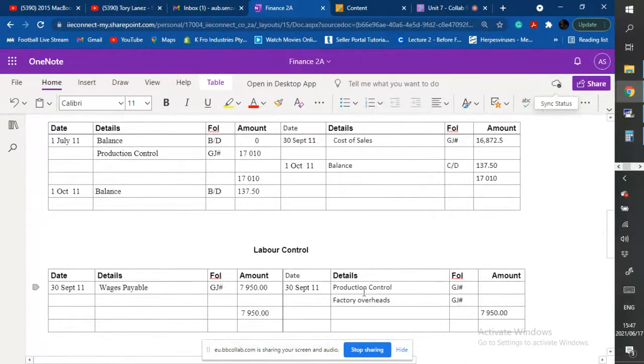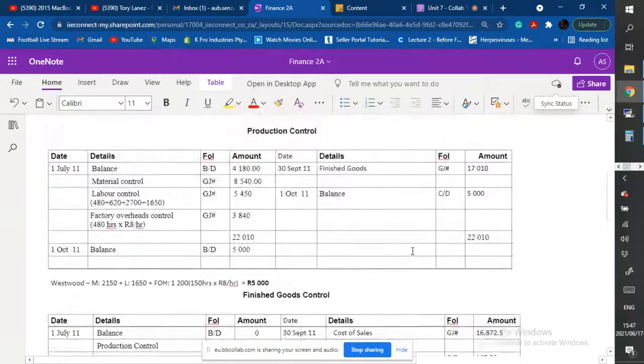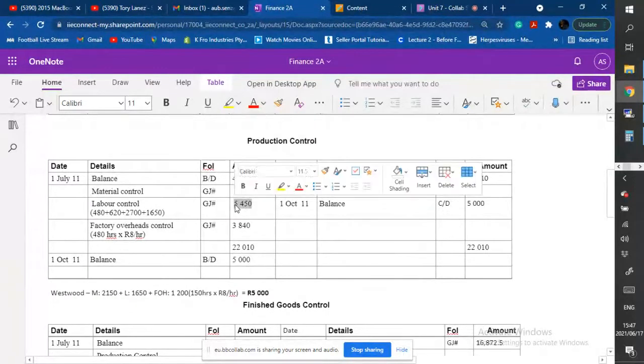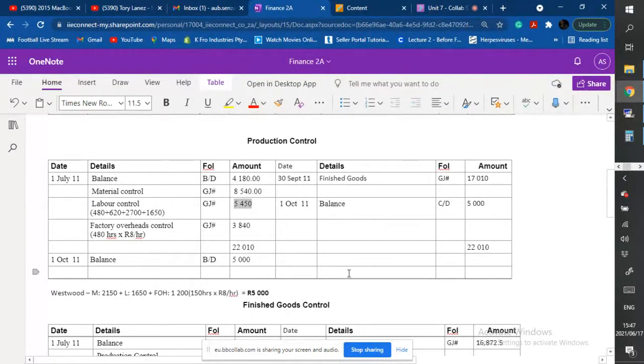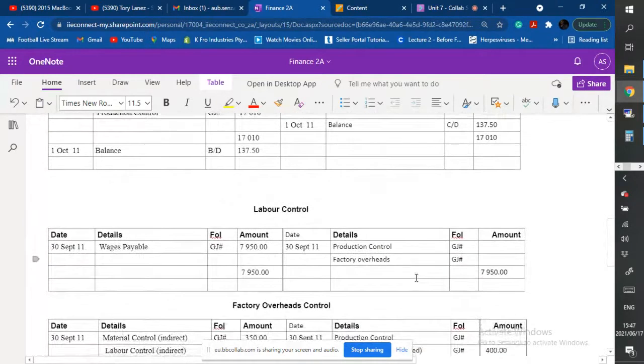So labor control. Here you can see this is obviously production control. So we know we completed this. Let's quickly go to production control for labor. We can just copy this. Again, you can actually just extract this from the table, the first table there, by adding up all those labor costs. Sorry, that's production control.